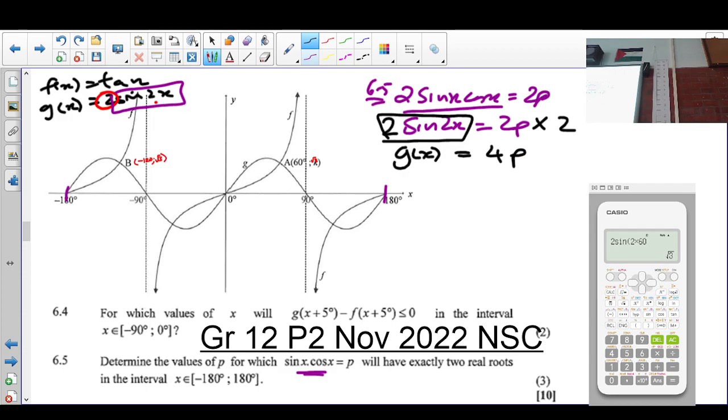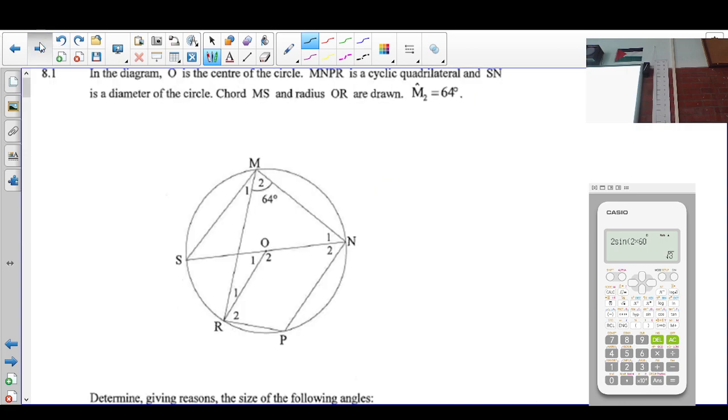So now coming back to the question, it says determine the value of p for which, in other words, if g of x equals 4p, it will have exactly 2 real roots in the interval. So currently, how many roots does g of x have? Currently, g of x has 1, 2, 3, 4, 5 roots. Roots are x-intercepts. There are 5 roots.